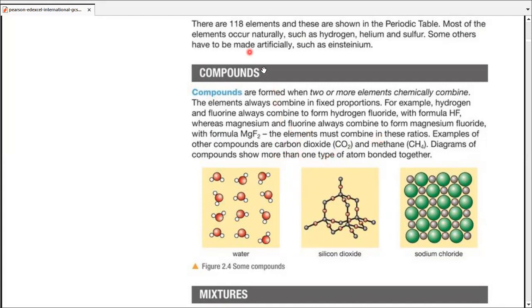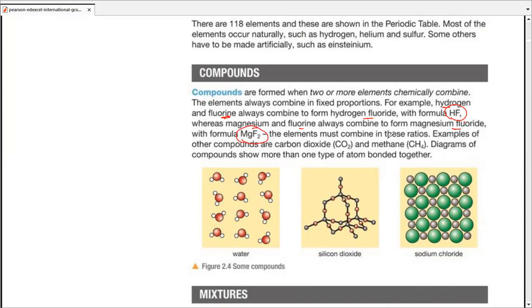So if we talk about hydrogen and fluorine as elements, they can combine to form hydrogen fluoride. This has a specific formula. We write it like this. For example, magnesium and fluorine may also combine. They can form magnesium fluoride. We formulate it like this.